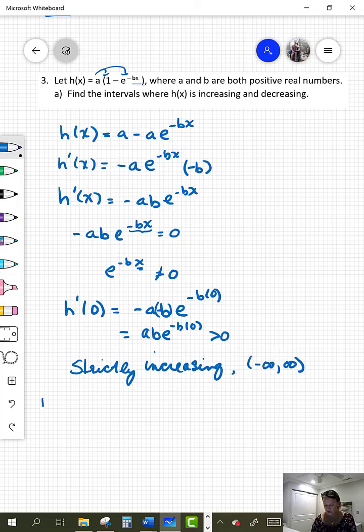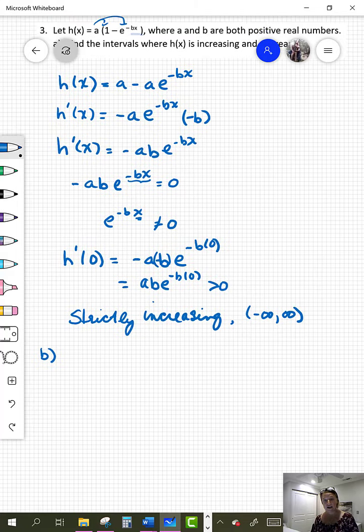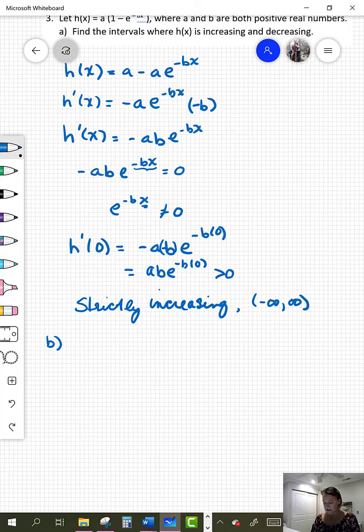So part B wanted you to find the intervals of concavity. Where was it concave up, concave down? And so now we need to look at the second derivative. Looking at the first derivative, we had h prime of x, this should have been negative b, this is now positive. There we go.